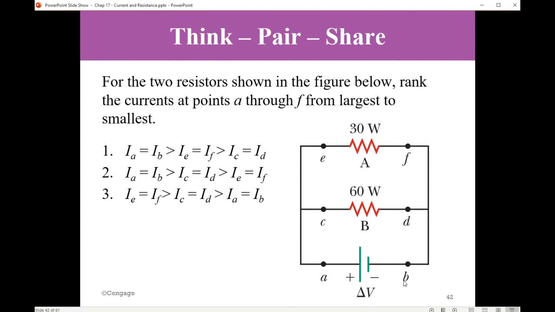So the current between A and B will be the highest. Okay. And since we have higher power here, this means we have higher current here. So the highest current would be going this way between A and B. It would be followed by the current going through the resistor here. And then the last one would be this one. So this would be the answer.